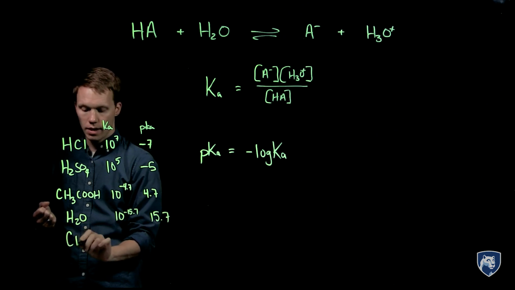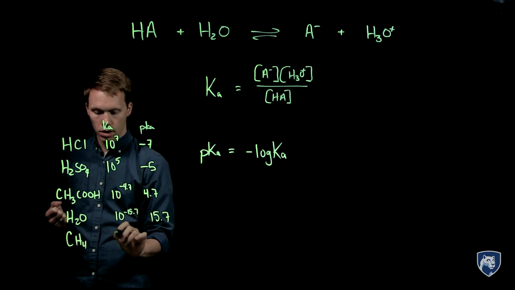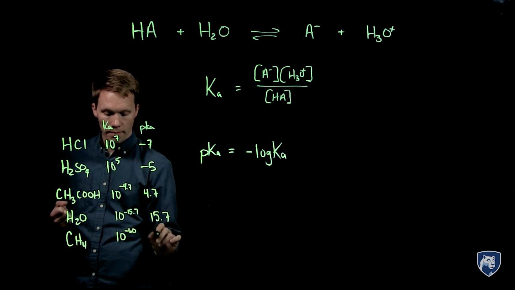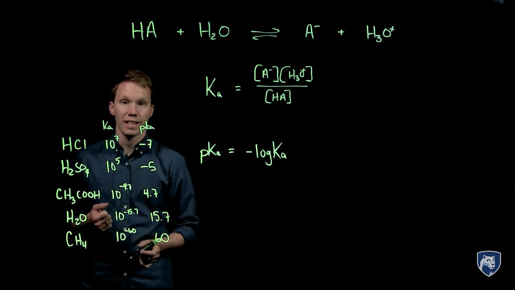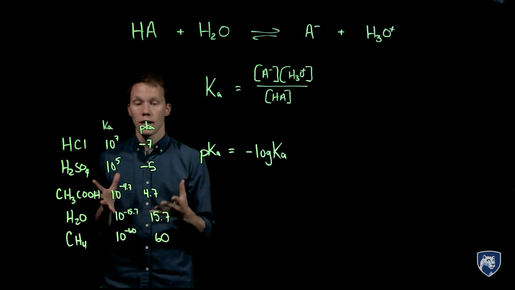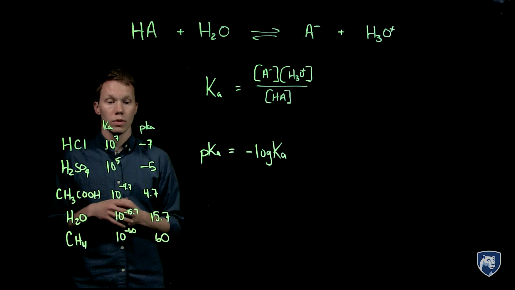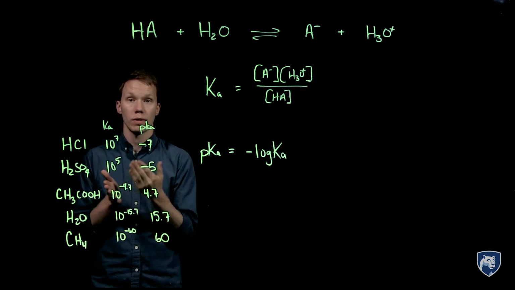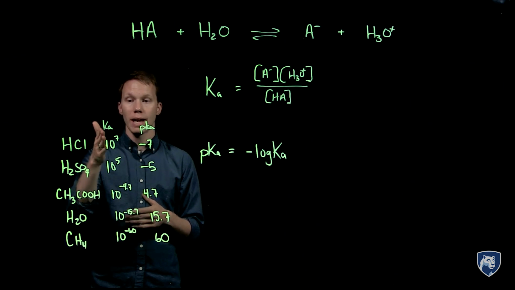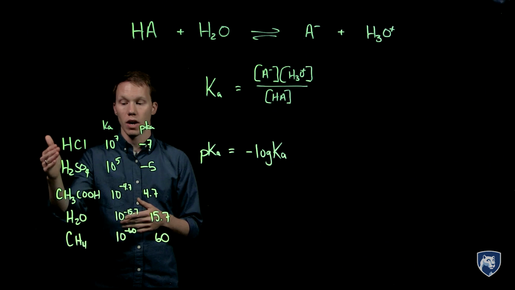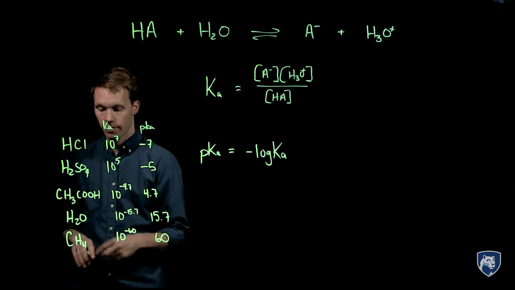And even more so with methane, 10 to the negative 60th, with a pKa of 60. Okay, so with this little bit of data, and you'll have a complete sheet at your disposal to practice with, we can look and make a couple connections here. As my Ka gets smaller, my acids are getting weaker.